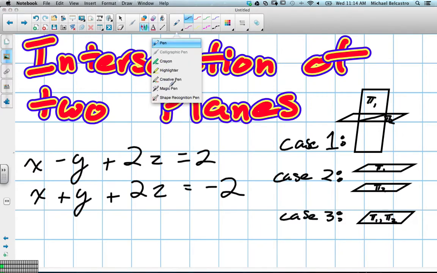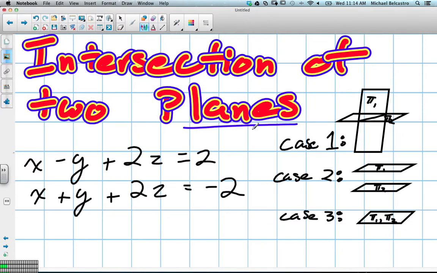We're going to go over the intersection of two planes, which is 9.3 in your book. Again, we're going to be dealing with three cases in this lesson to start, specifically of two planes. Our first case is when the two planes intersect to form a line of some sort. This is our plane 1 and plane 2. The intersection is a vector in space, or a line in space.